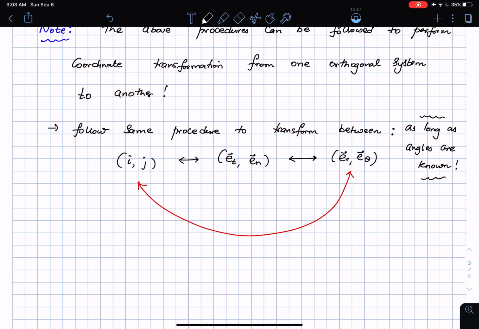Okay, so this was a very brief idea on coordinate transformations, and you'll see that I have made use of this idea to solve a simple problem on particle kinematics in all the different coordinate frames. I hope this has been useful to all of you.